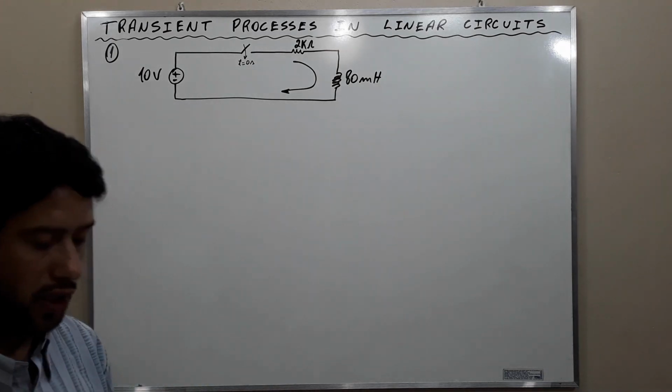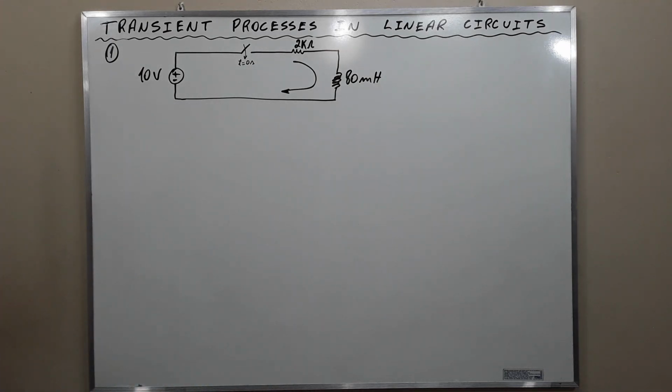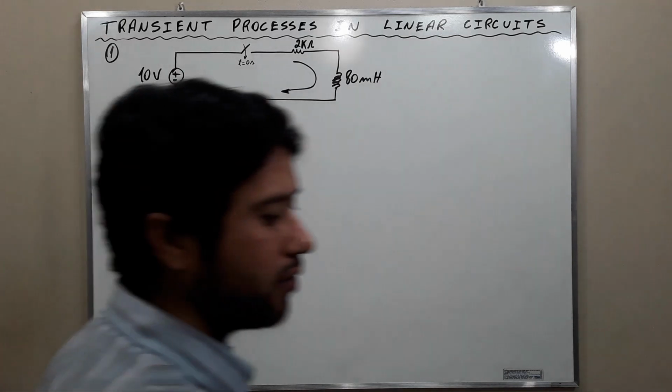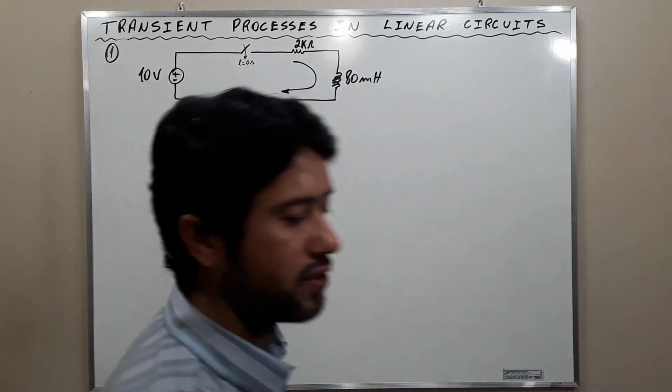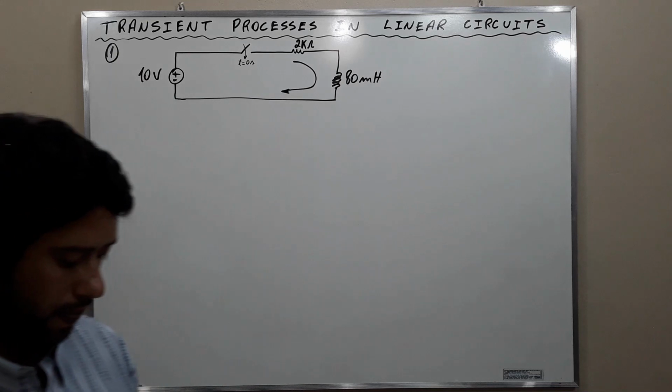If the switch in the circuit has been open for a long time and there is no energy stored in the inductor, what is the magnitude of the current 60 microseconds after the switch is closed? Okay, my friends, this is the exercise. Let's go to the solution.